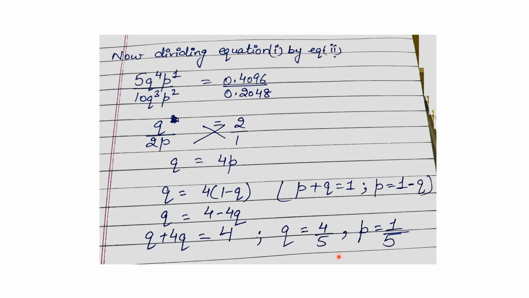That's all for this question. This is the thing that was asked to solve in this question. So the value of parameter p is 1 by 5, and the value of q will become 4 by 5.